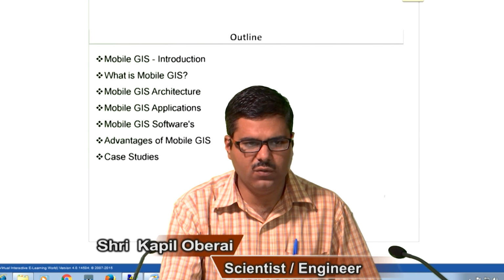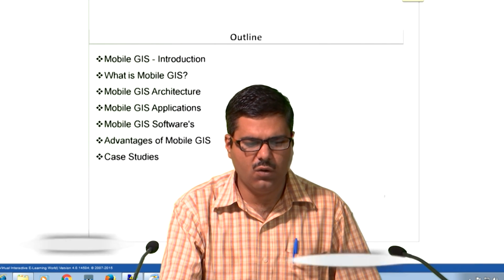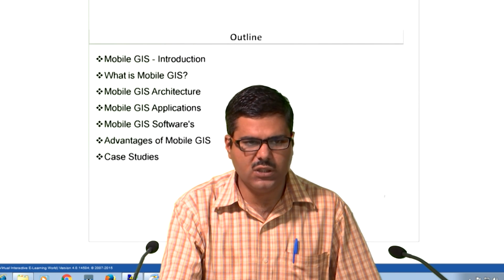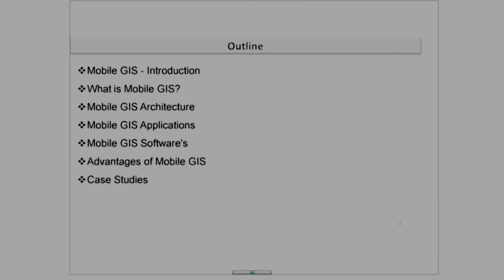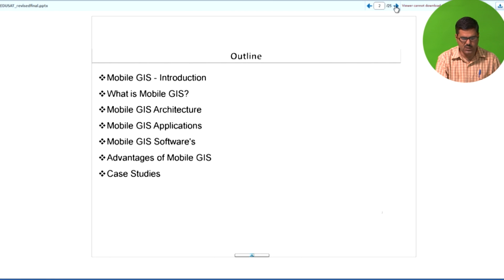So let's see the outline, the topics we are covering today. We'll start with the introduction to mobile GIS, how GIS has evolved from desktop to a mobile based approach. Second, we'll see a formal definition of mobile GIS. We'll also discuss the architecture, the client server model that mobile GIS is based on. Then we'll see some of the applications of mobile GIS. We'll also talk about some of the mobile GIS softwares both in the proprietary as well as the open source domain. We'll also see the advantages of mobile GIS, and finally we'll wrap it up with a few case studies related to mobile GIS.